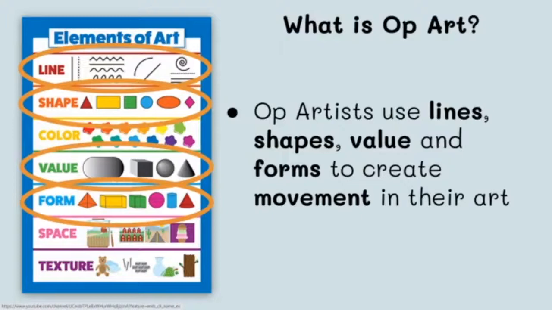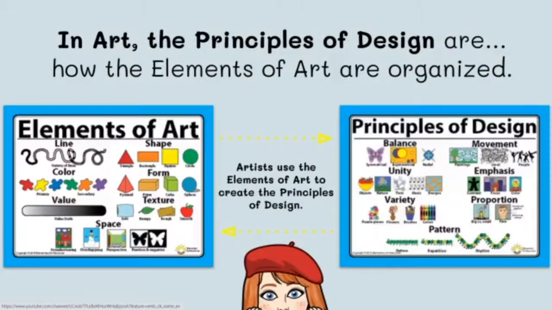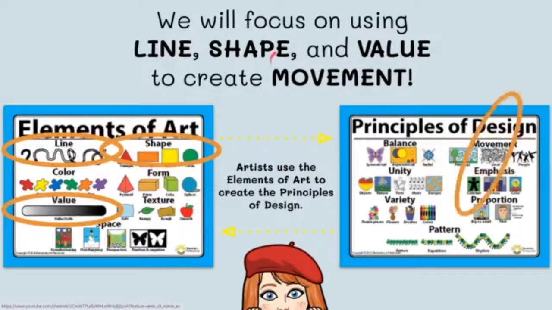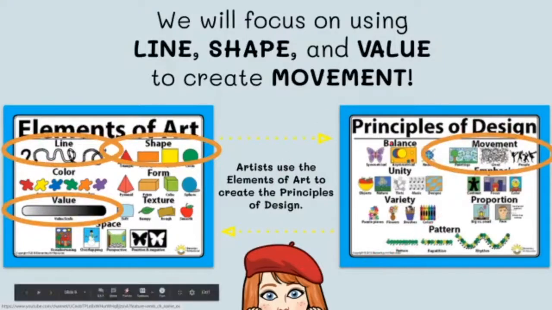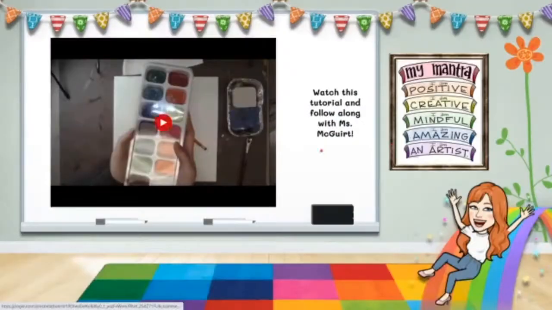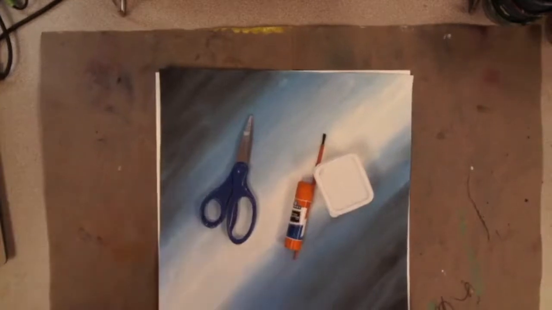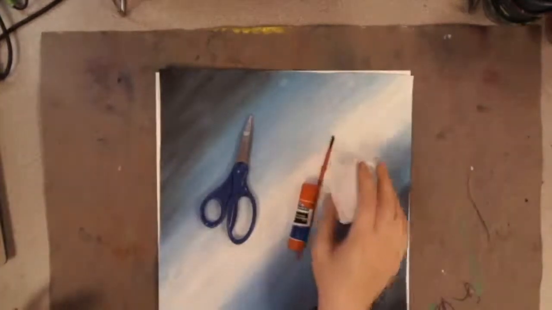But our goal is to show some movement in our artwork, okay? So movement is actually a principle of design. Remember, principles of design are how the elements of art are organized in an artwork. So we are going to organize lines and shapes and value to create movement, okay? Movement, movement, movement. So let's go ahead and get started. Oops, that was a video from last week. Here we are.